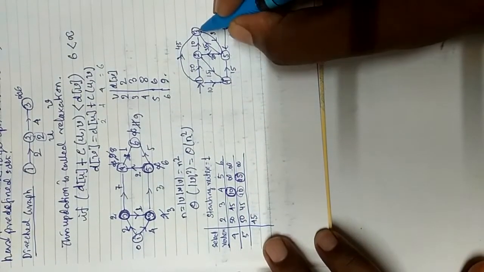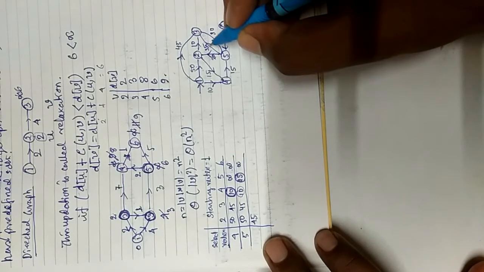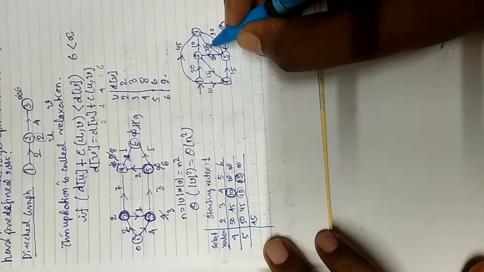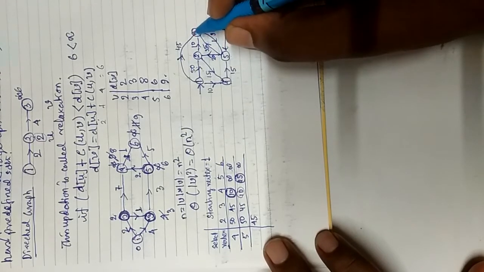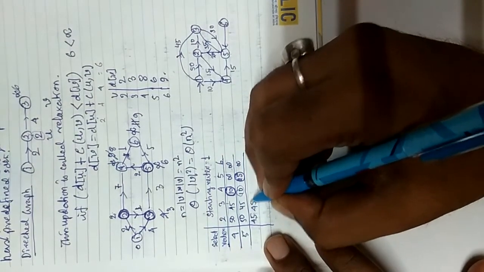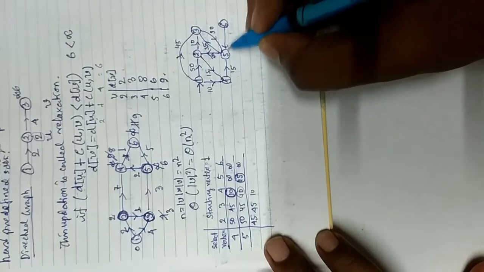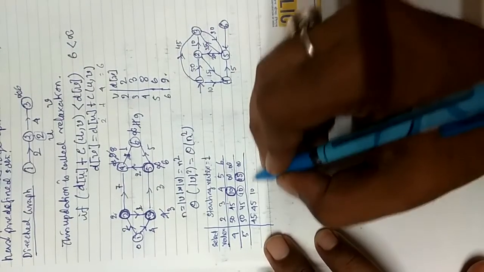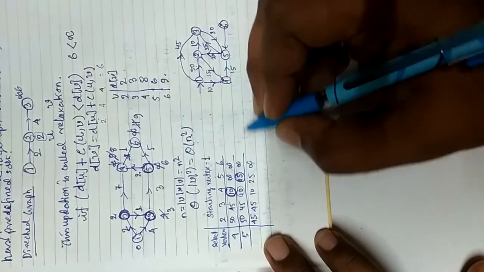And what is the cost of this 3? This is 25 plus 35, it is 60, but it was 45. So we do not have to change this 3. So now the remaining will be the same, and there is no path from 5 to 6 because see the direction. So it is 25 and this is infinity.